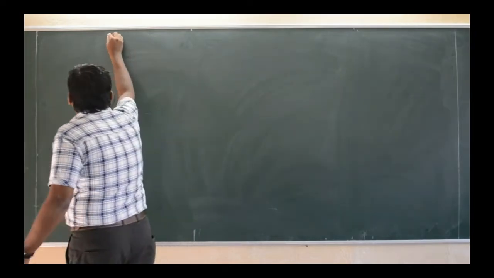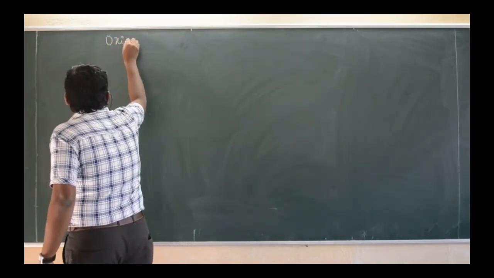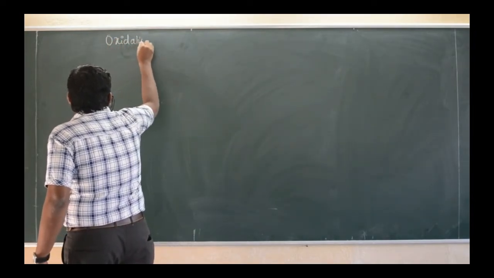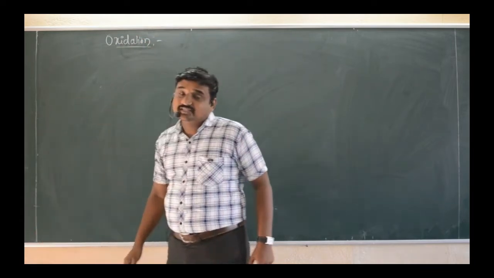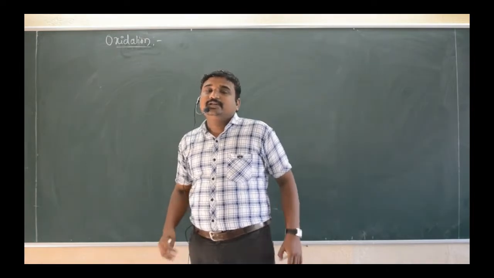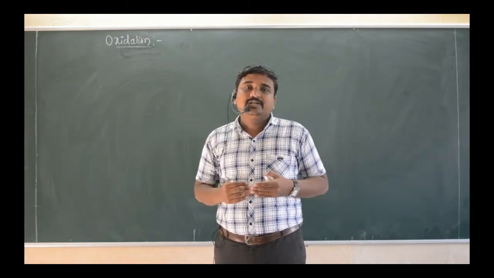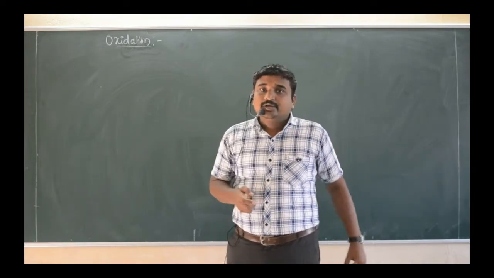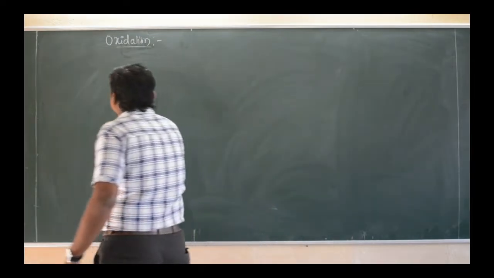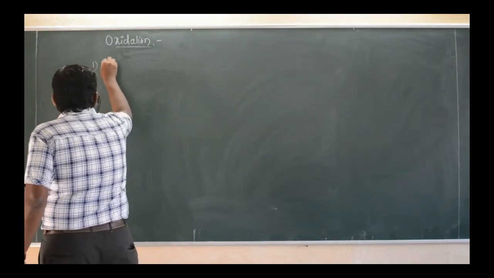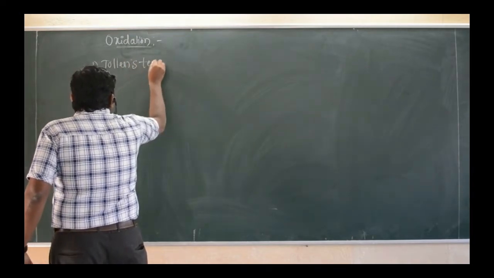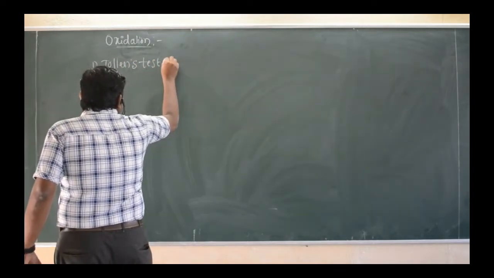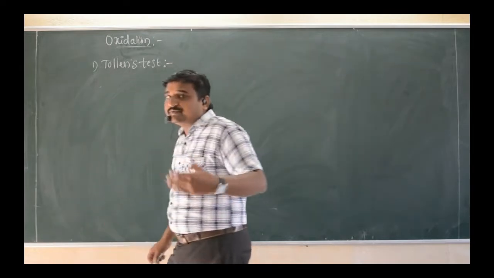Oxidation. Here I will take oxidizing agents like Tollens reagent and Fehling's test. These two tests are used to distinguish aldehydes from ketones. The first reaction is the Tollens test. These are the tests used to distinguish aldehydes from ketones.